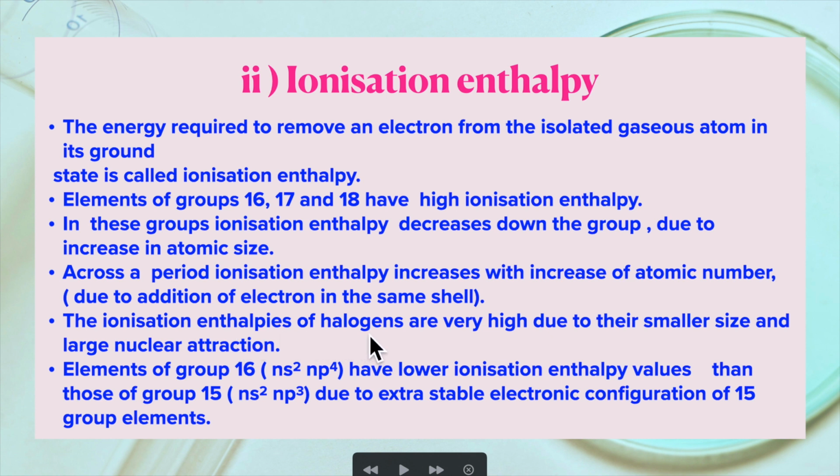Ionization enthalpies of halogens are very high due to their smaller size and large nuclear attraction. Here remember, in all these periods ionization enthalpies of halogens are very high. Why? Ionization enthalpy means the energy required to remove the electrons, and halogens have the smallest size. If you consider a period, halogens have the smallest size, and so their ionization enthalpy is largest.